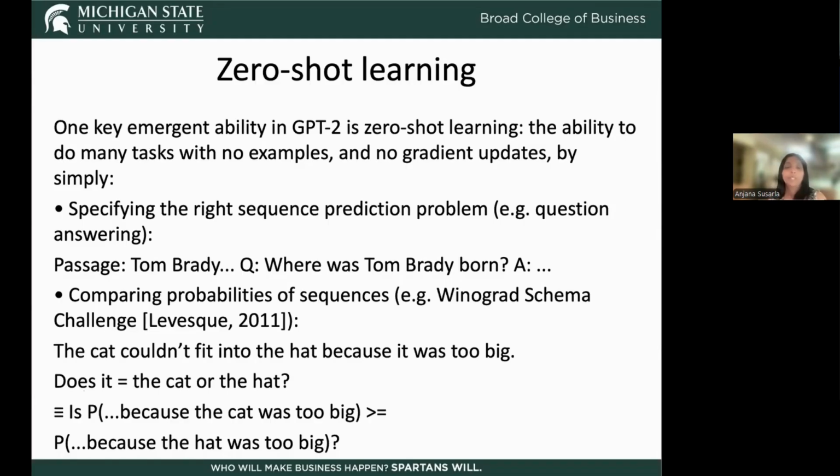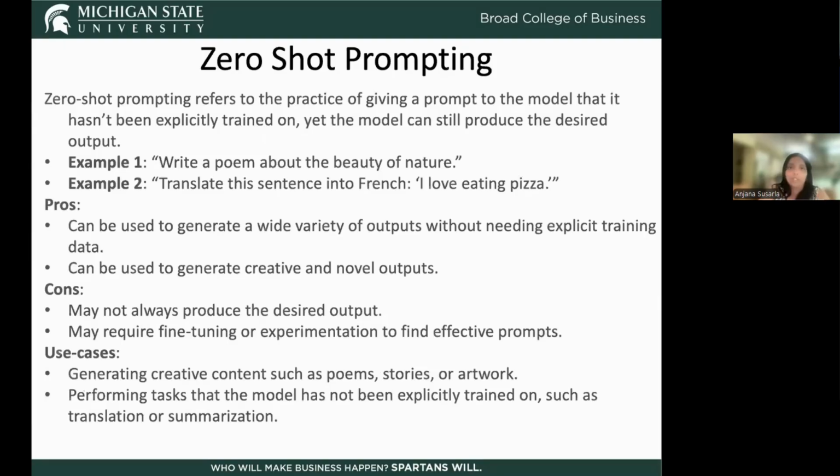So where was Tom Brady born, right? Or can you compare probabilities of sequences? The cat couldn't fit into the hat because it was too big. So you can ask some preliminary probability comparisons and so on. So that's called zero-shot learning. Similarly, you can have zero-shot prompting. For example, you can say write a poem, translate something into French, right?